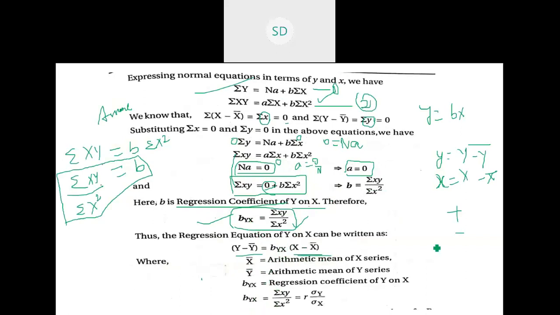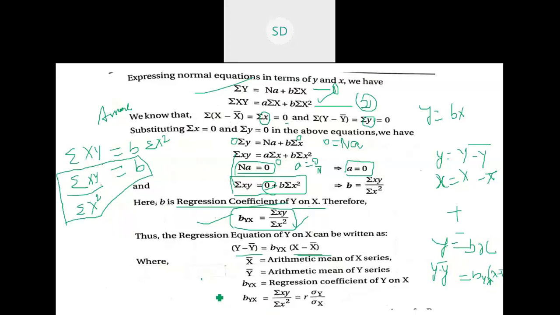So y is equal to bx. In that equation, small y is nothing but y minus y bar, is equal to, in the place of b, I am writing byx, and in the place of small x, I write x minus x bar.